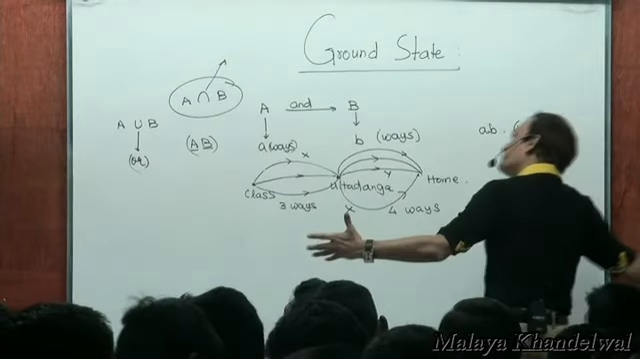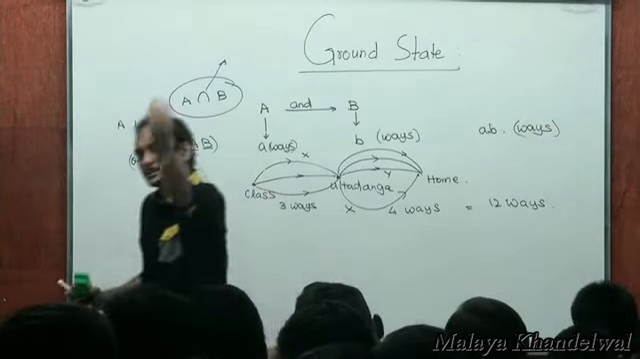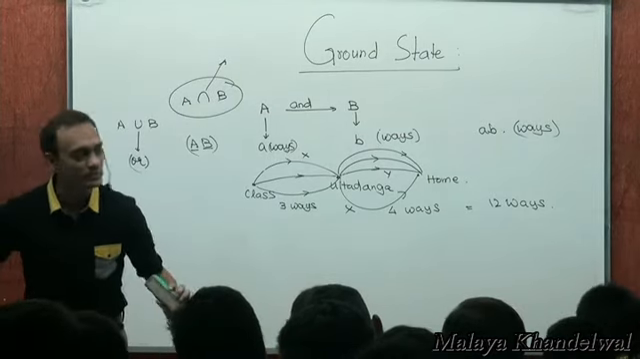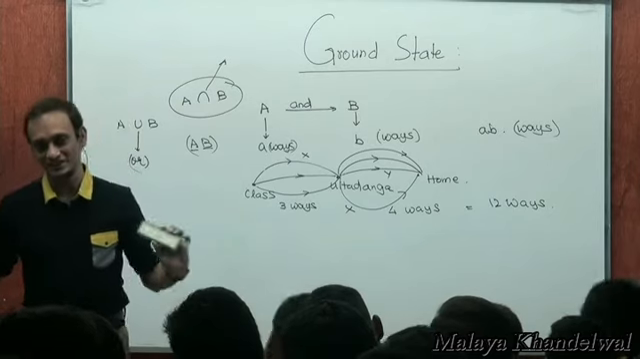So when I say A and B, it means the event A executed once followed by a single execution of event B. That is assumed logically, okay?